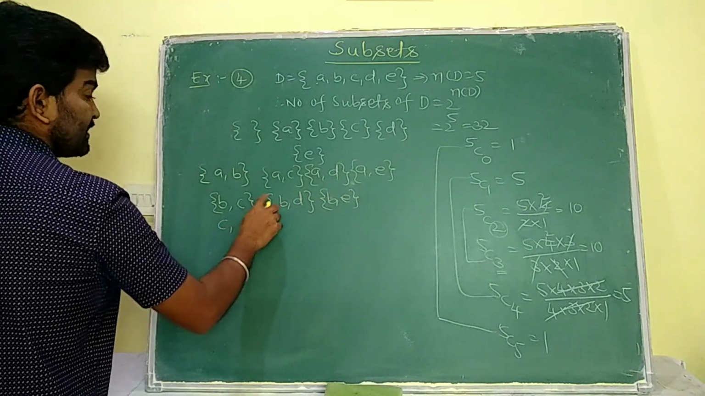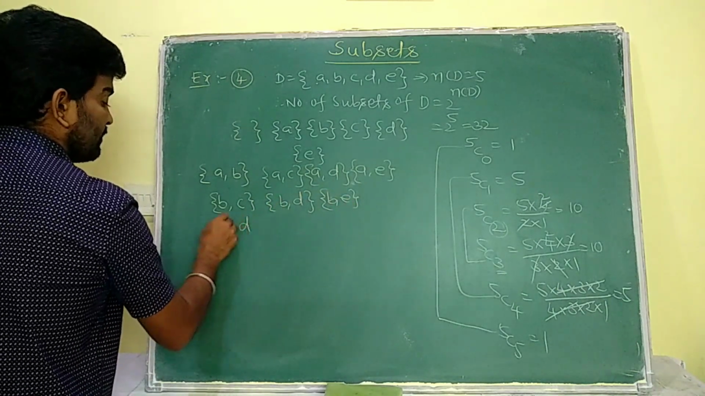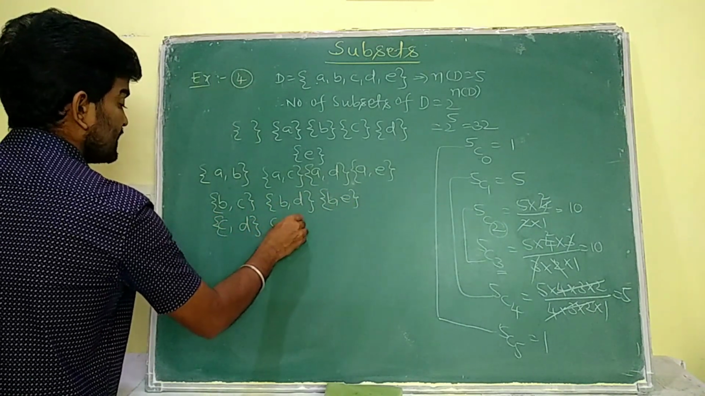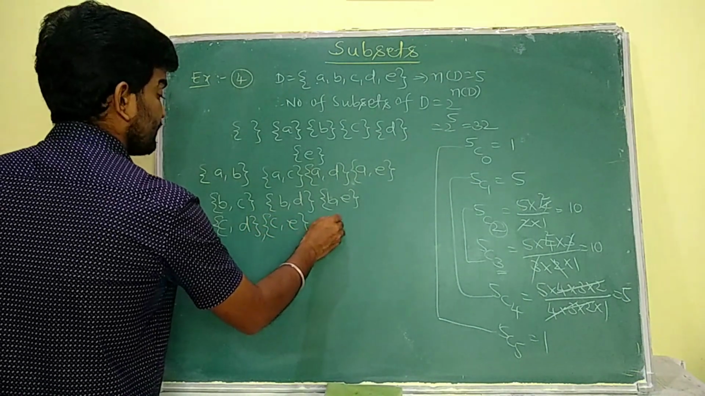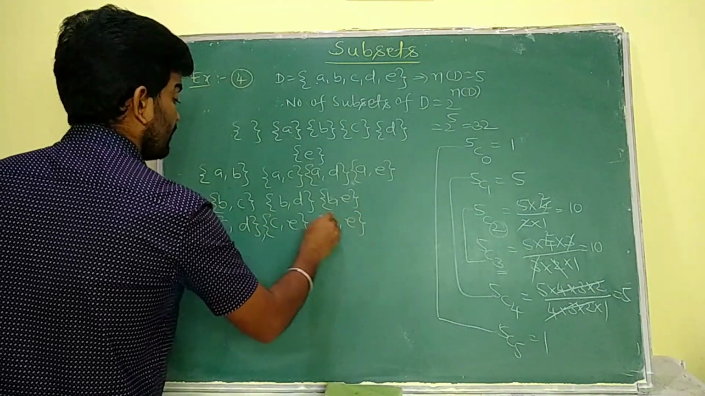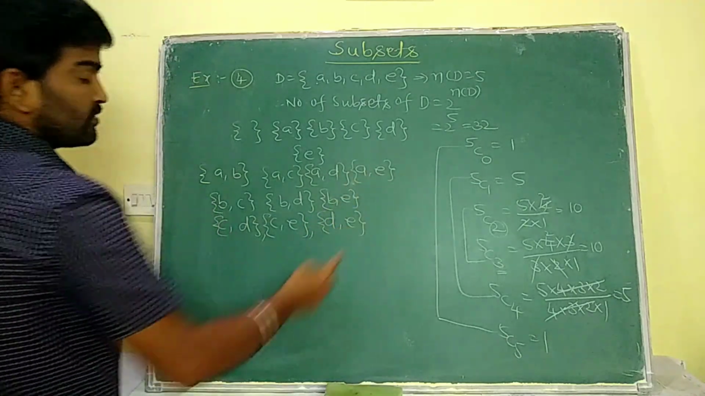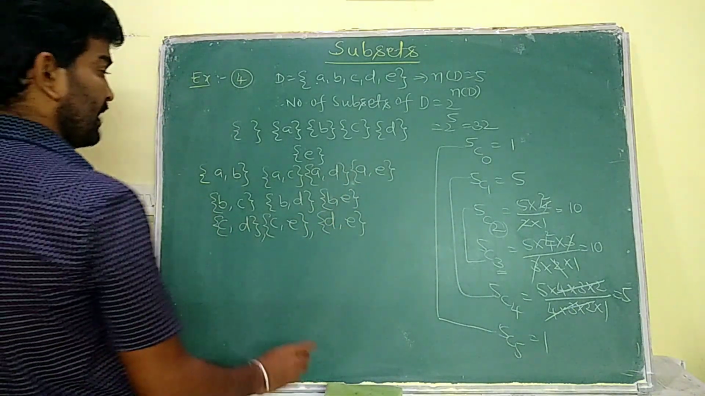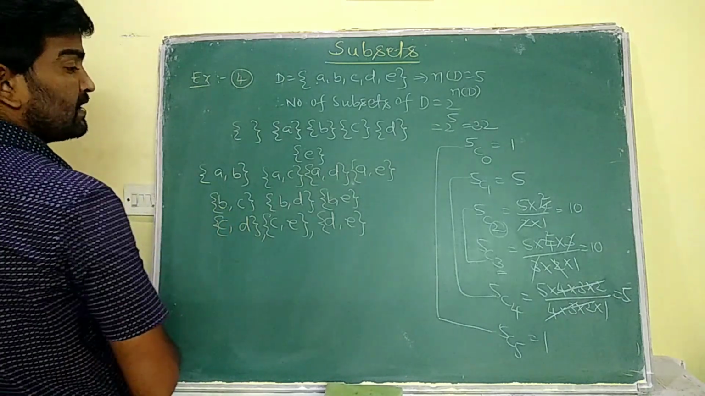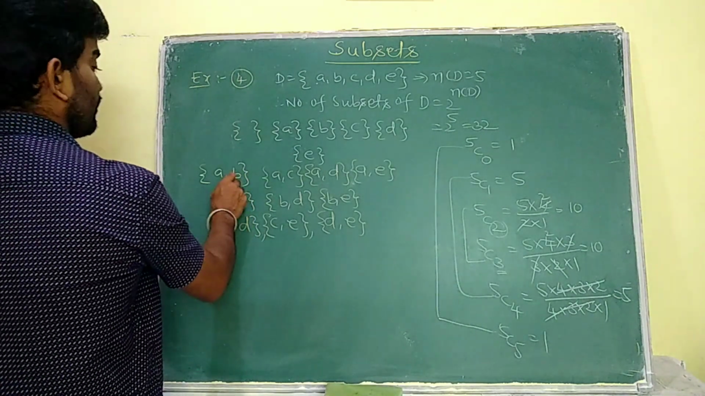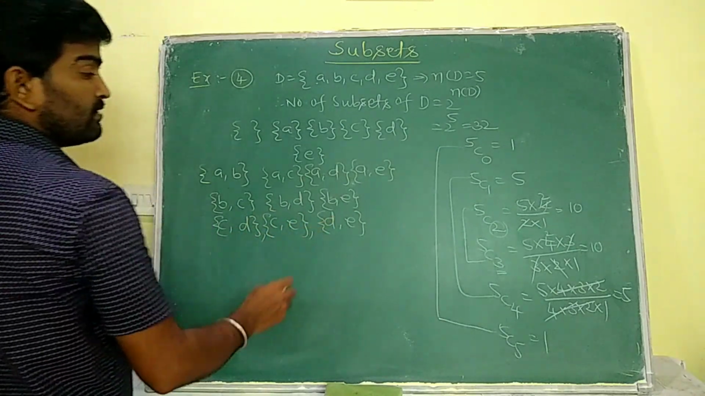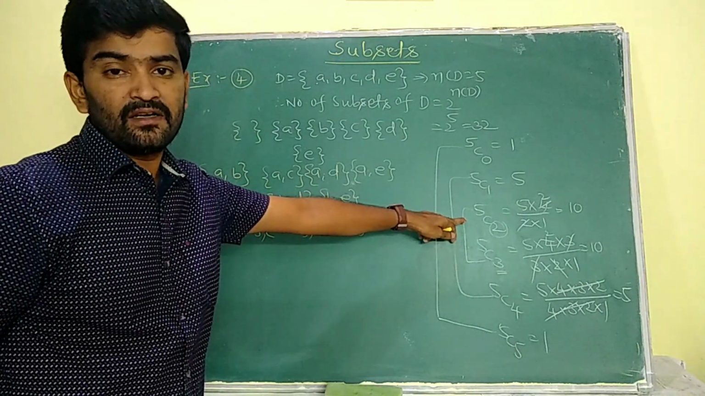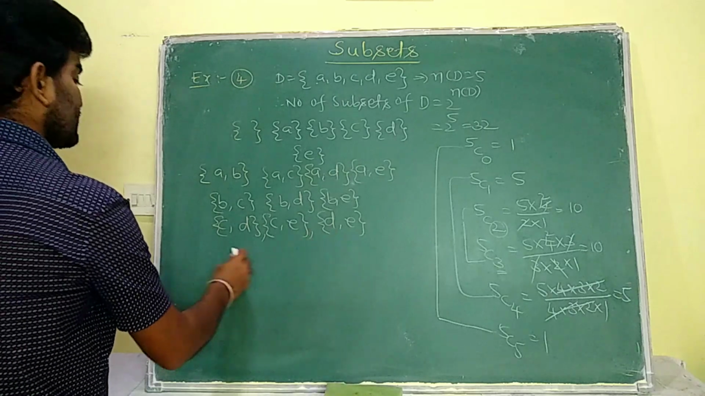Next with C. With C all the combinations are over: CD, CE. Next DE. With E there is no other element to form a combination. Now count the combinations with 2 elements: 1, 2, 3, 4, 5, 6, 7, 8, 9, 10. So we obtain 2 elemented subsets as 10.